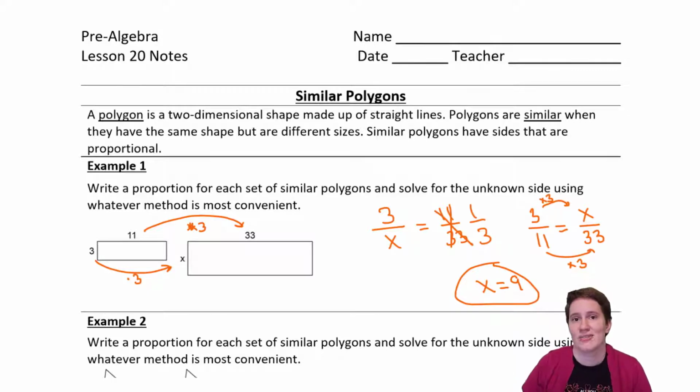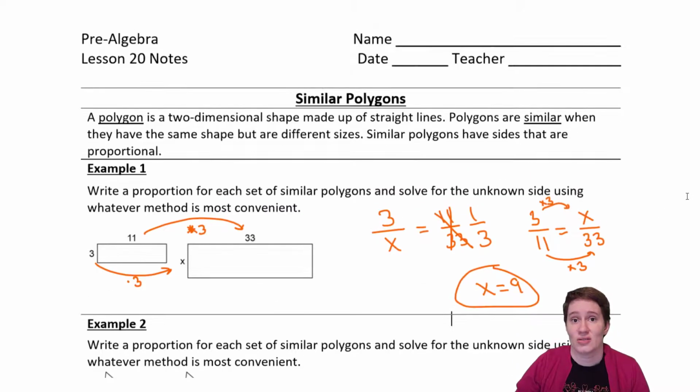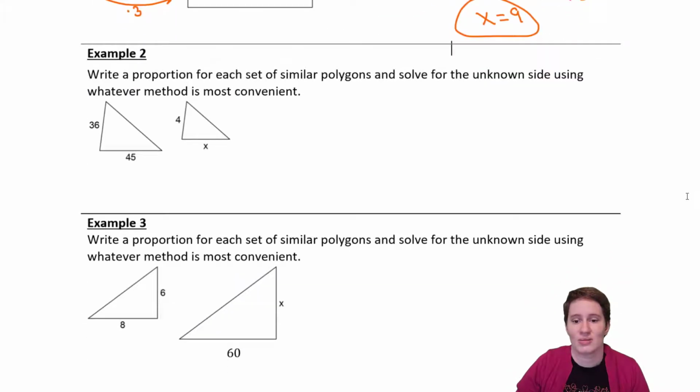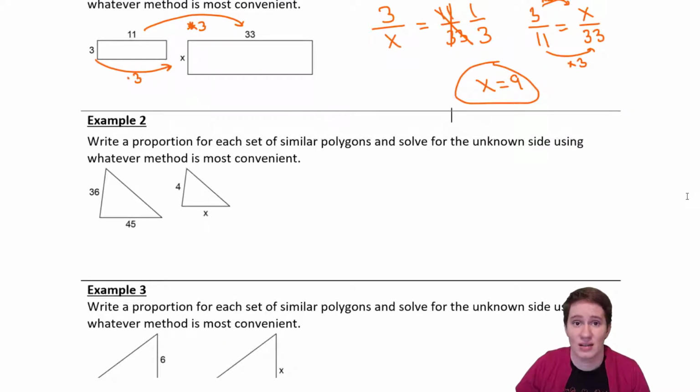But this is definitely one of our ways that there's a lot of different ways that you can think of this. And I would say that there's not just one right way for us to think about this one. So each of these are going to be kind of similar. So example 2 has triangles. Write a proportion for each set of similar polygons and solve for the unknown side.